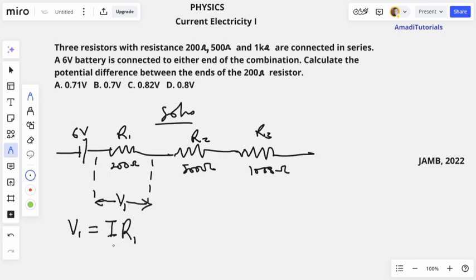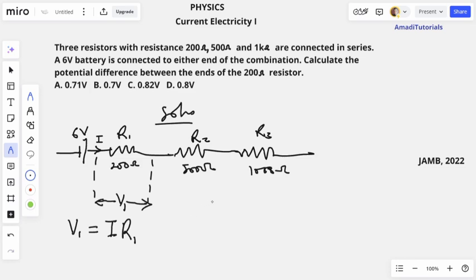Now before we find V1, we already know R1, but we don't know the current. That means we have to find the current first. So current I. And you know, in a series connection, the current through each component is the same. That means the current coming out from the battery will be the same current passing through R1, the same current passing through R2, and R3. In parallel, the current will be different while the voltage will be the same. While in series, the voltage is different while the current is the same.